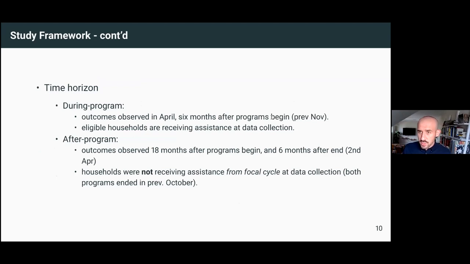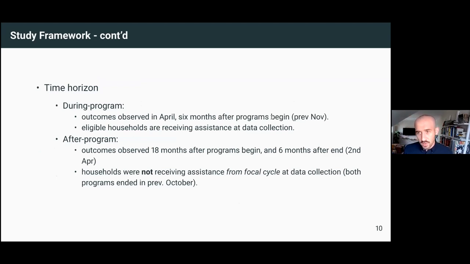We have two time horizons. We look at the during-program and after-program effects. During-program effects are observed in data collected 6 months after the program begins. So families that we observe who are eligible will still be receiving assistance at the time of the data collection.